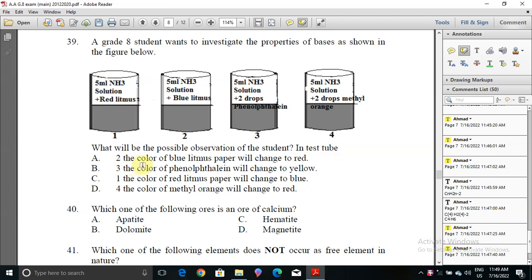2, the color of the blue litmus paper will change to red, or 3, the color of phenolphthalein will change to yellow, or 1, the color of red litmus paper will change to blue, or 4, the color of methyl orange will change to red. Now the correct answer, it will be A, which is 2. 5 milliliter of NH3 solution, blue litmus, will change to red.